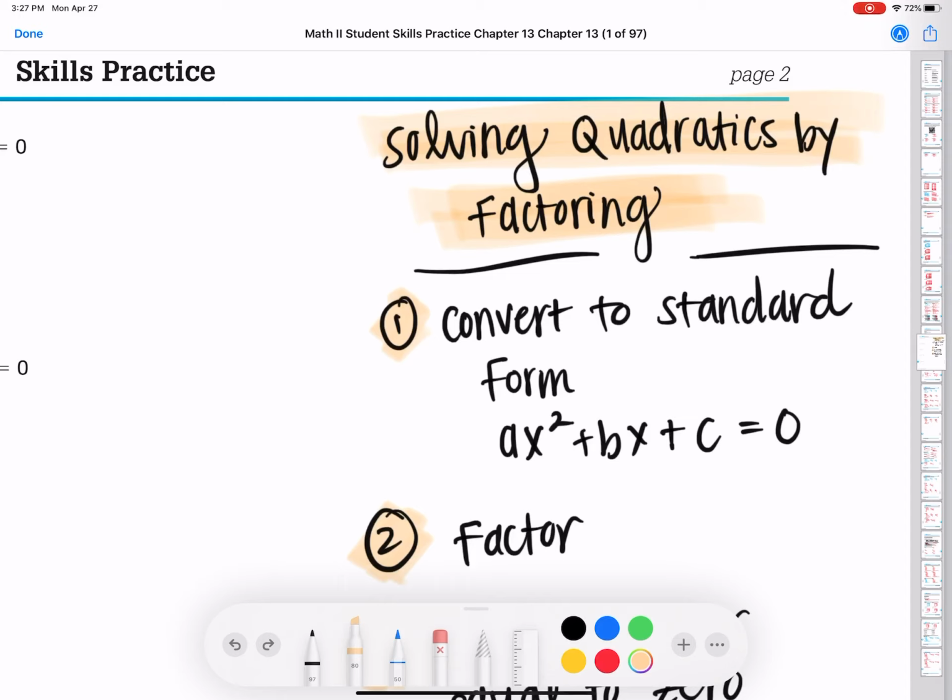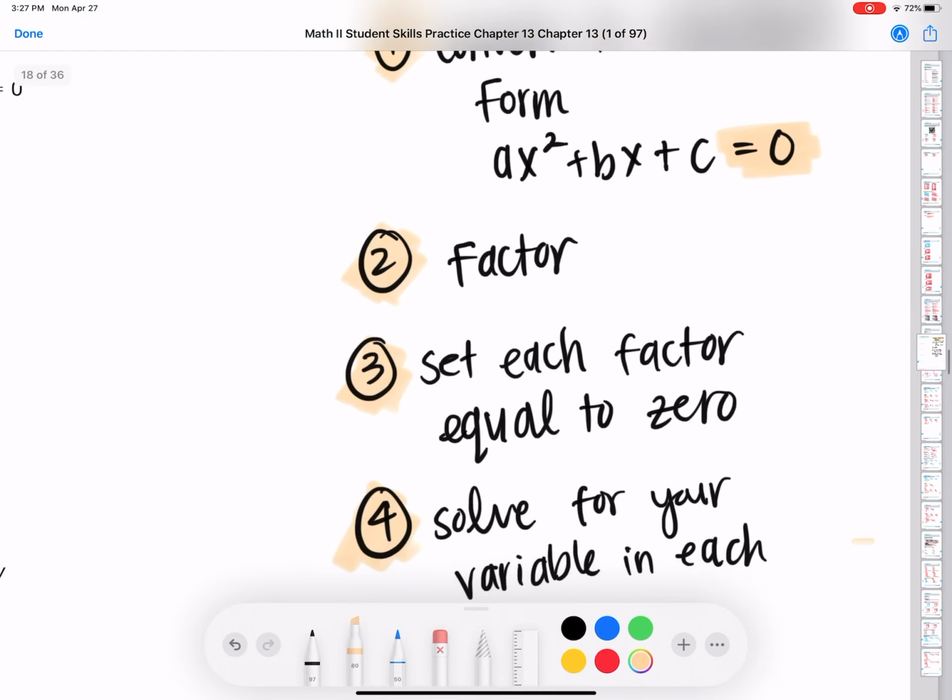Step 1 is to convert to standard form. So again, you have ax squared plus bx plus c, but you also need to make sure you have equals 0 on the right hand side. That's super important. Step 2 is to factor.